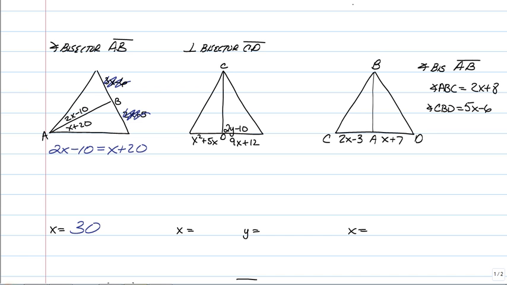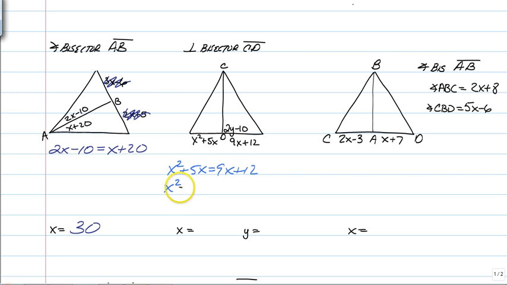In the next example, you have x squared plus 5x is equal to 9x plus 12. The reason why, we have a perpendicular bisector now. So since we have a perpendicular bisector, it's going to do two things. So the other thing it does is make 90-degree angles. So you also have 2y minus 10. So the first thing we're going to do is set our sides equal to each other. So we have x squared plus 5x is equal to 9x plus 12.